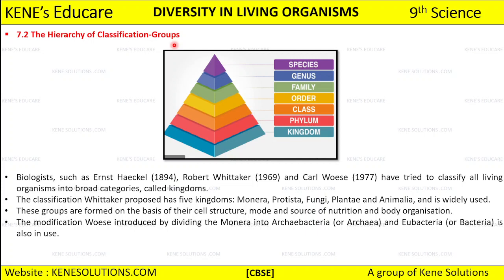Now I have made it very clear to you all that Kingdom Plantae is further divided into 5 main divisions, and Kingdom Animalia is further divided into 10 different phyla, right? So I hope you know that. So here, what has been given in the hierarchy of classification is this.